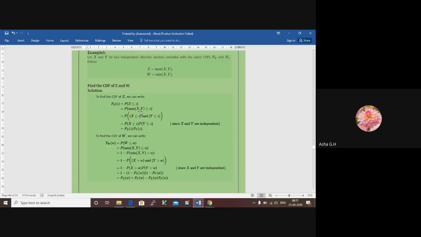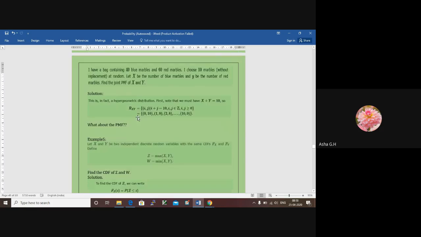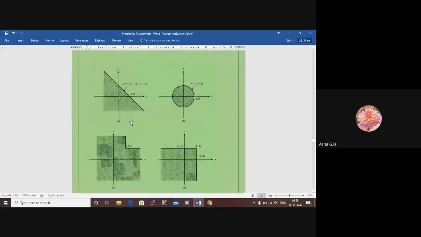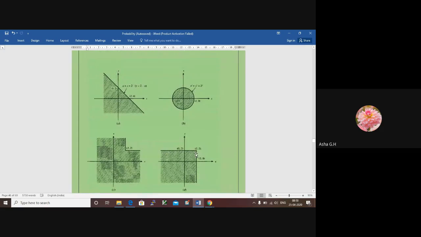Z is the maximum of x comma y. Maximum of x comma y less than or equal to z. Now what is the maximum of x comma y? It can be written as this. Please remember this, or try to understand this, and I will tell you another way of understanding it. When I say maximum, it is an intersection between x and y. When we take an intersection between x and y, this is what we get.